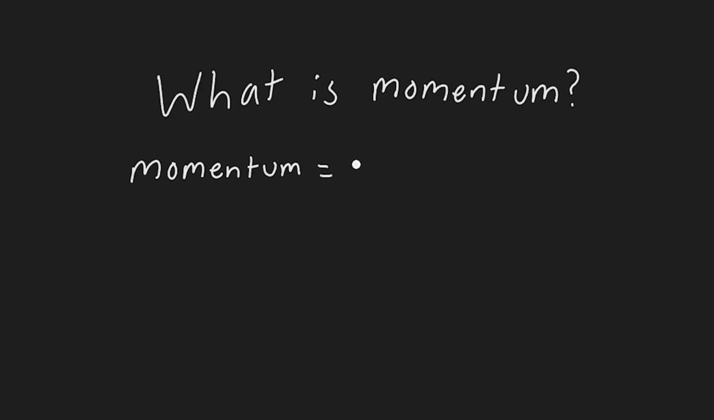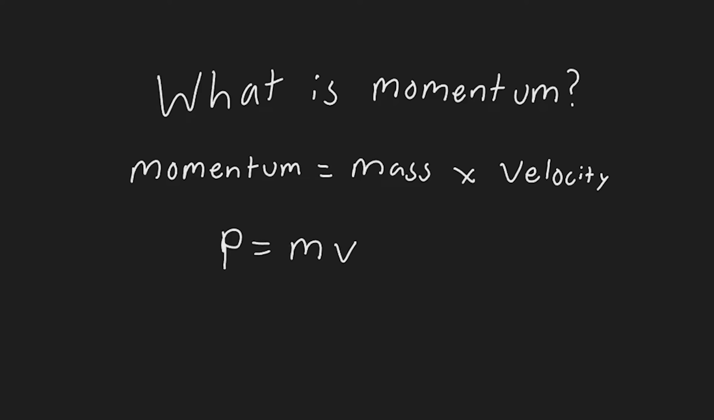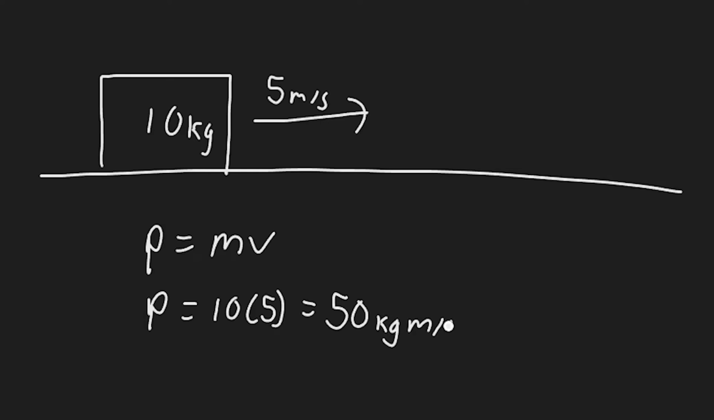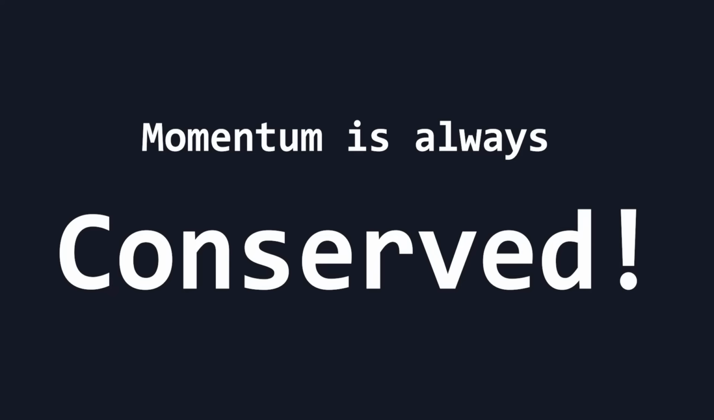All it is is mass times velocity. So P, the variable for momentum, equals mv. It's pretty straightforward. Super quick example. If I have a 10 kilogram box moving at 5 meters per second, what's its momentum? Well, P equals mv, so P equals 10 times 5, so P equals 50 kilogram meters per second. Cool. Now that we have an understanding of what momentum is, I'm going to tell you why it's actually useful. Momentum is always conserved.